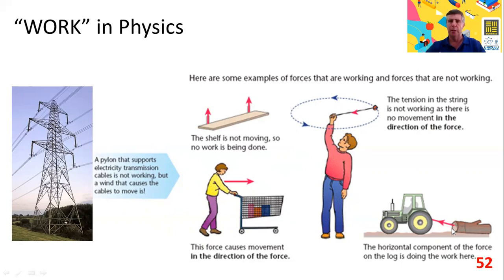Similarly, the tractor is moving in the direction that the log is being pulled, so it is doing work. An interesting example: if you swing a stone around on a string, the tension in the string pulls it inwards towards your hand and constrains it to go in a circle, but that tension is not doing work on the stone because the movement is a tangent to the circle and is always at 90 degrees to the tension force. In the same way, the force of gravity that the Earth exerts on the moon does not do work on the moon because the movement of the moon is at 90 degrees to that force.